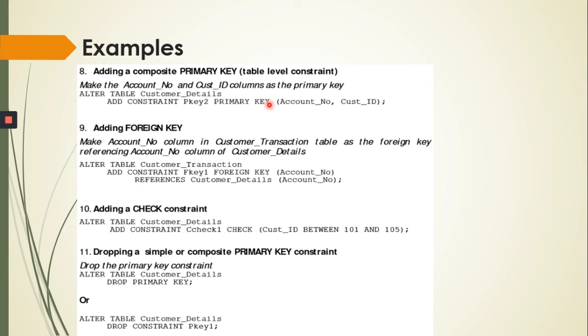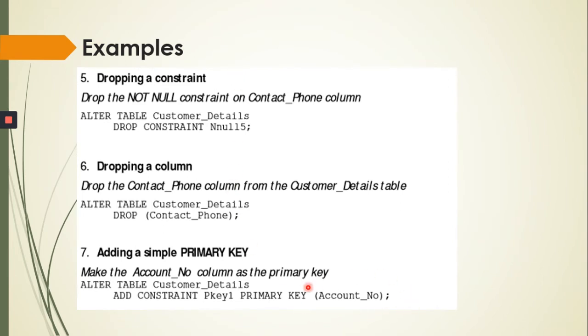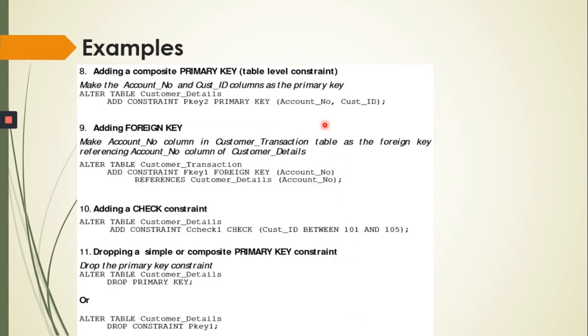Now in the primary key brackets I am writing two columns, that is account number comma customer ID. So this primary key is known as a composite primary key. Here, if I write only one column, that is a simple primary key. Composite primary key means we can write more than one column in the primary key brackets, that is account number and customer ID. So this is the concept of composite primary key.